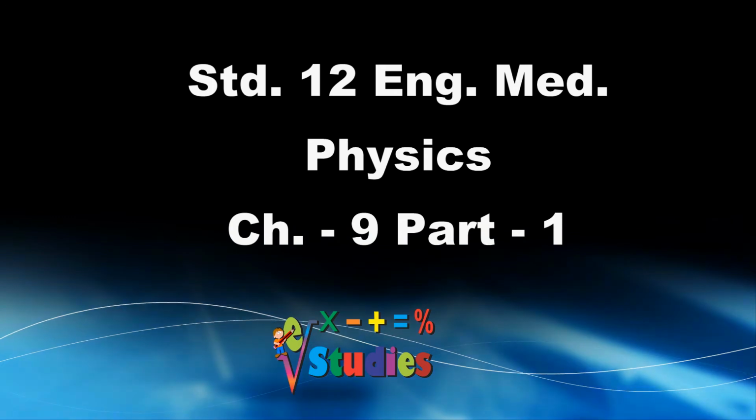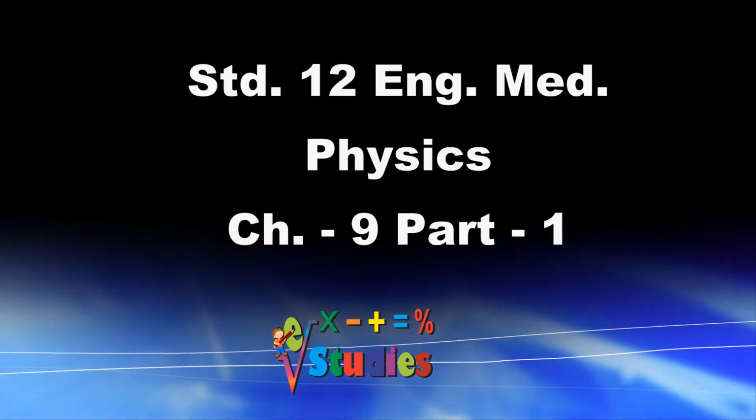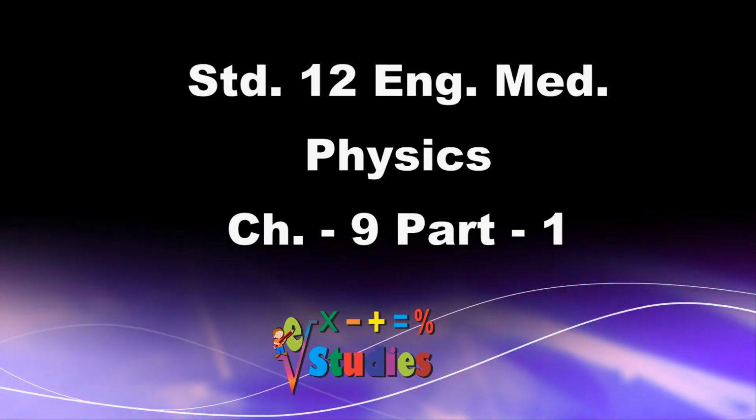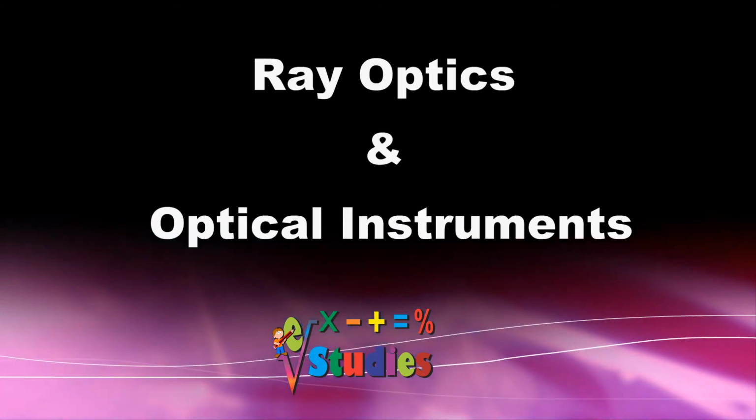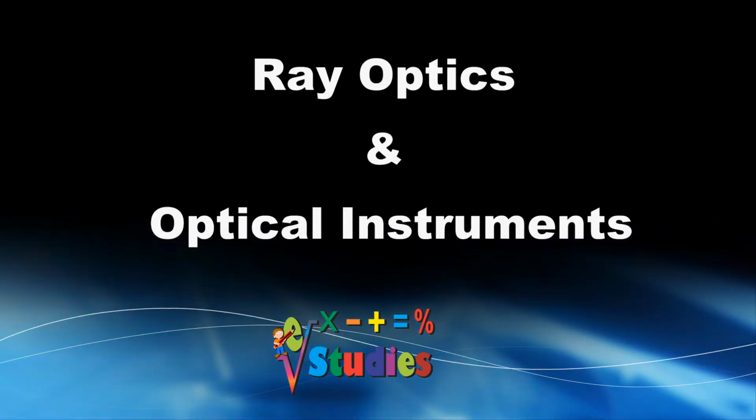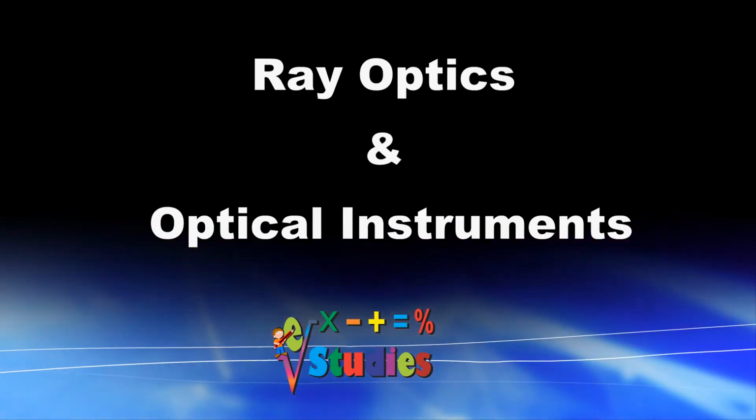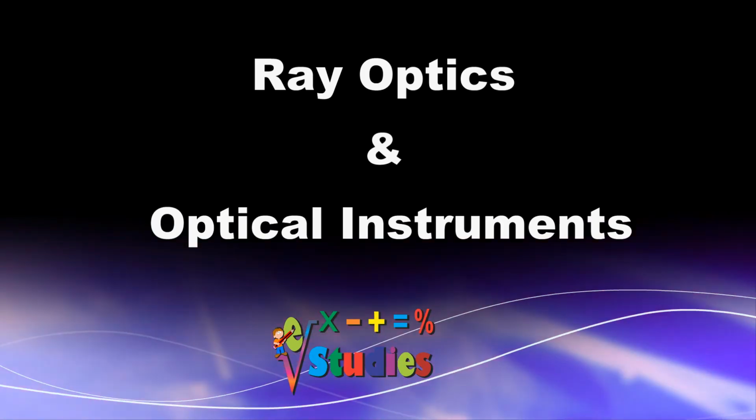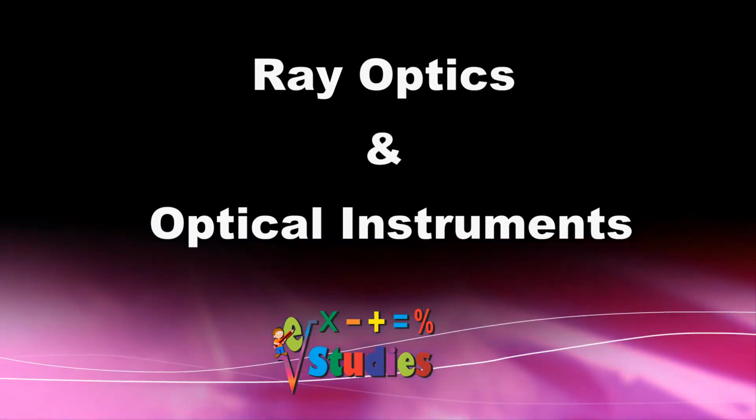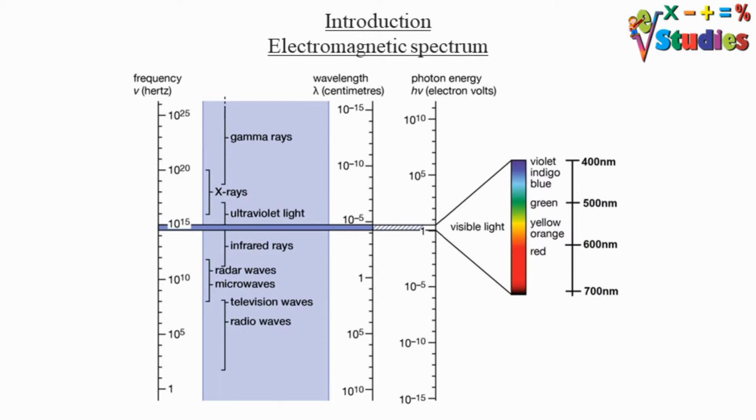Today we are going to start chapter 9 of standard 12 physics. The name of the chapter is Ray Optics and Optical Instruments. Friends, this is the first part of the video for the whole chapter. Have a look at this first slide for the introduction of this chapter.